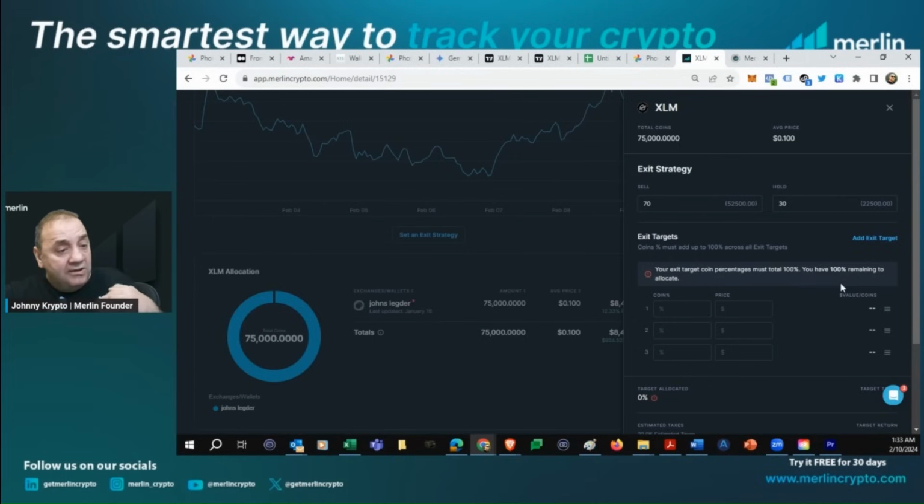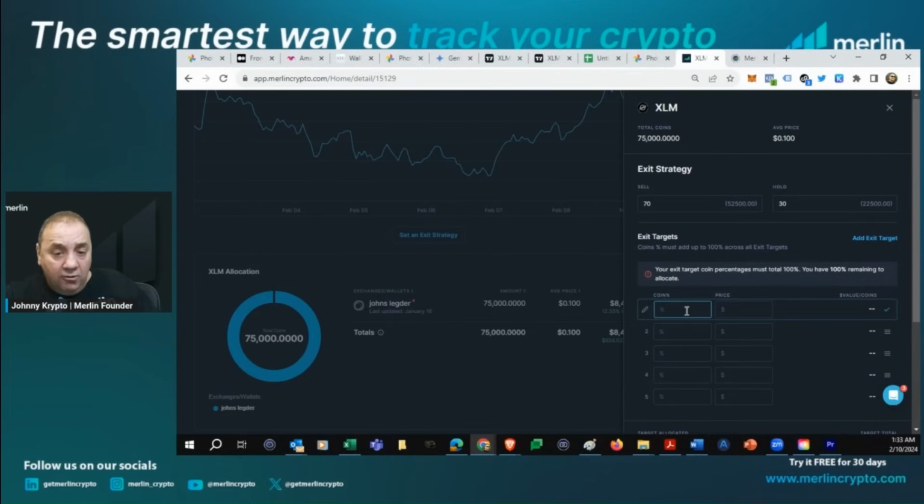Now, remember when we did our exit strategy, we came up with 5 targets. You'll notice Merlin will always default to 3, but no problem. If you want to add another one, just click add target, or click one more. And now we've got 5 targets added. If you ever want to remove them, you can just click here and delete and remove a target.